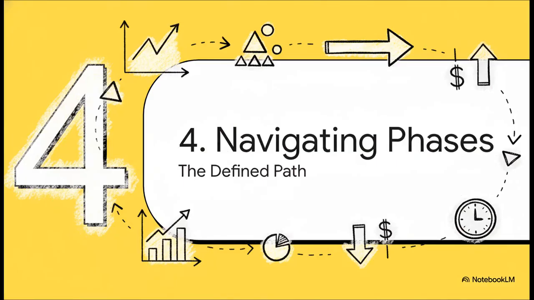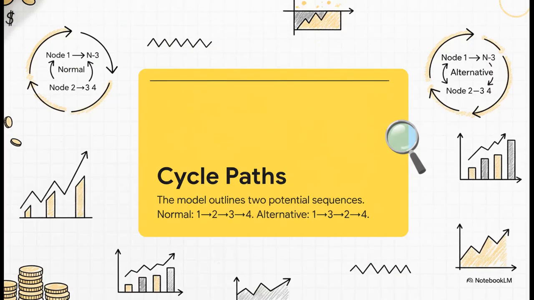Well, understanding the sequence of events is absolutely crucial. This sequence defines the path for the rest of the cycle. The cycle can follow one of two predefined paths. There's the normal path, which proceeds in order, phase 1 to 2, then 3, and 4. But an alternative path is also possible, where phase 3 actually occurs before phase 2.